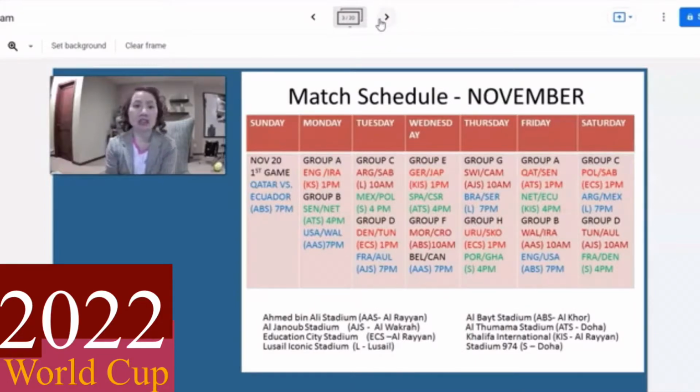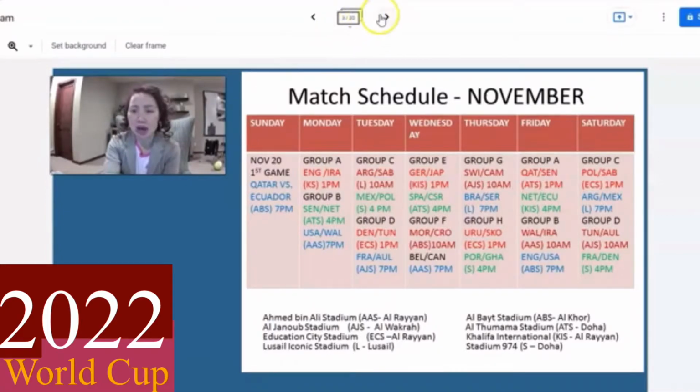There are 8 different stadiums: the Ahmed bin Ali Stadium, the Al Bayt Stadium, the Al Janoub Stadium, the Al Thumama Stadium, the Education City Stadium, the Khalifa Stadium, the Lusail Iconic Stadium, and Stadium 974 in Doha. Anyway, I think those stadiums are relatively close, so the fans can catch more than one game. They can run across the city and catch as many games as they wish.